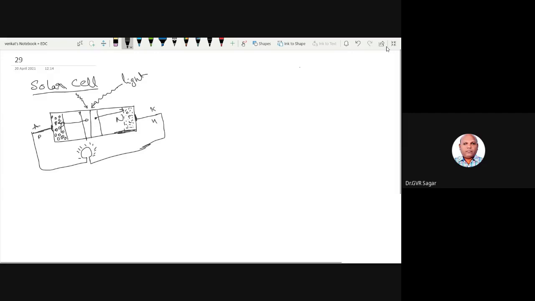So when you come to the VI characteristics, this is the voltage and this is the current I, right? When it operates as a simple normal diode, it goes like this, is it not? It goes like this. Forward bias characteristics of a diode, and in the reverse bias of a diode, it comes like this, is it not?